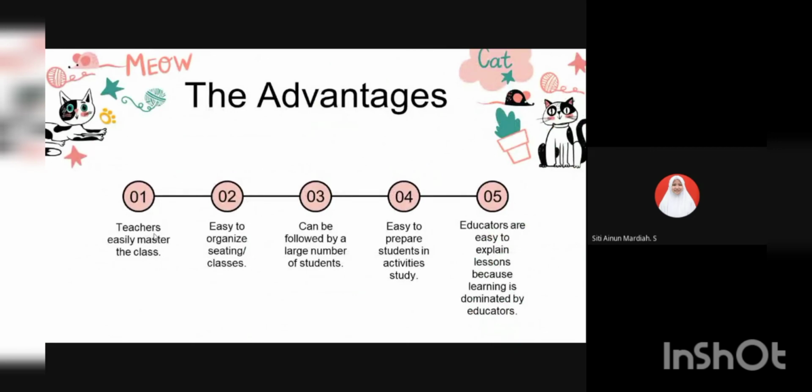The advantages: the first is that the teacher easily masters the course, and the second is that it is easy to organize the setting or classes. The third is that it can be followed by a large number of students. Next is that it is easy to prepare students for study activity. And last is that educators find it easy to explain lessons because learning is dominated by educators.